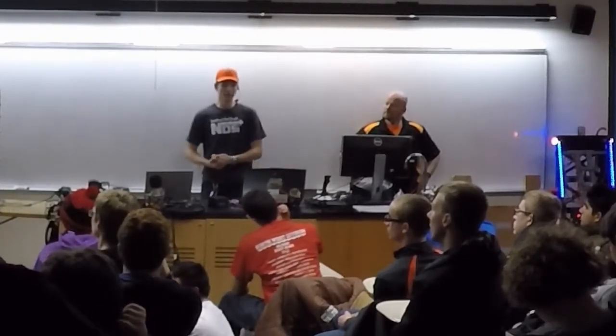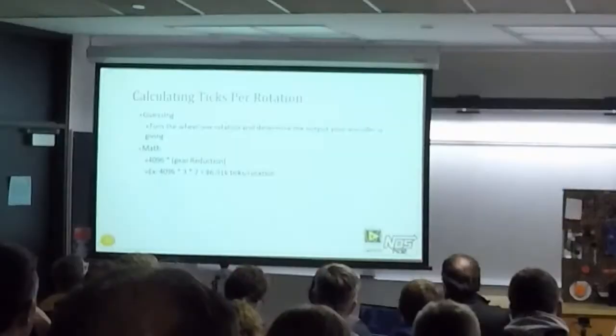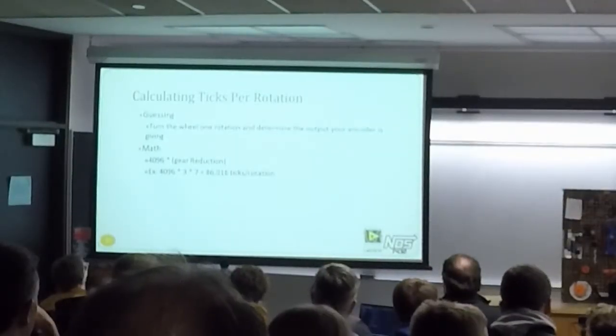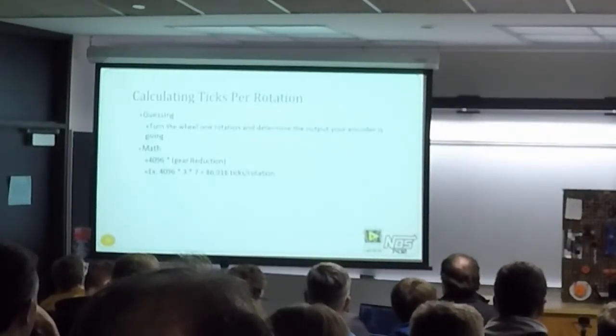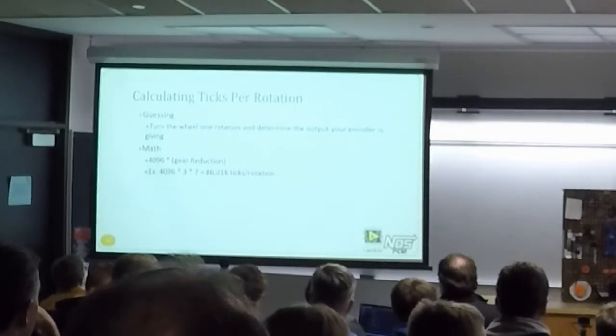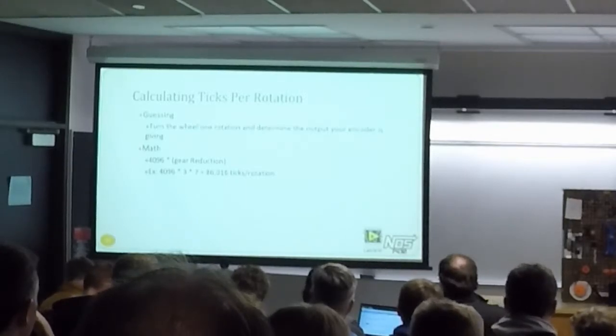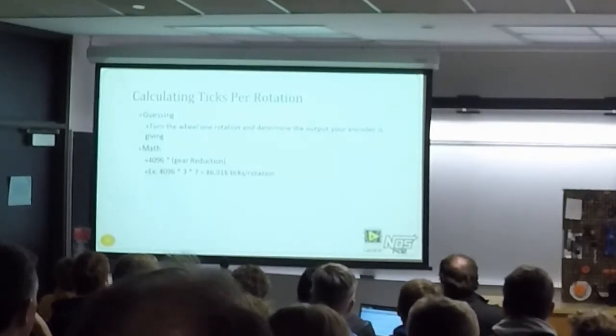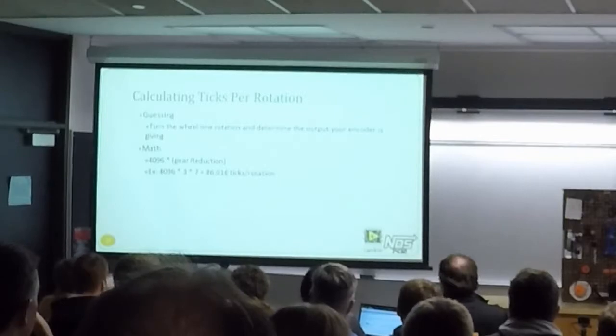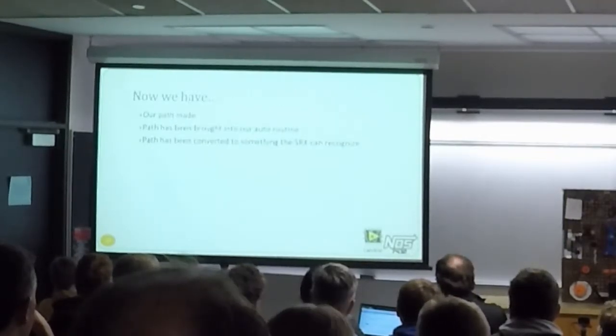If you don't know how to calculate ticks per rotation on your robot, you could put a little Sharpie mark on your wheel, rotate it once, read what the output is and do that. Or you could do the math if you're using a CTRE encoder: 4096 times your gear reduction, 4096 times 3 times 7 equals 86,016 ticks per rotation. Whichever one you want to do, I'd recommend the math.